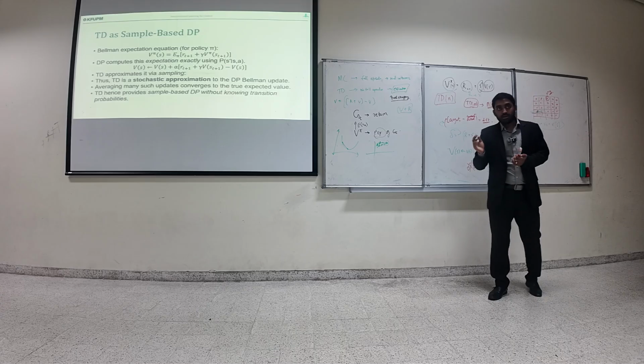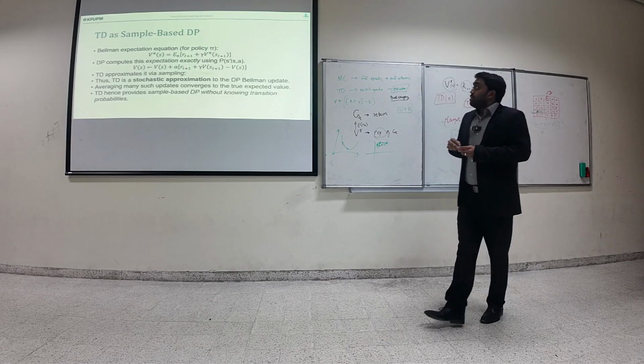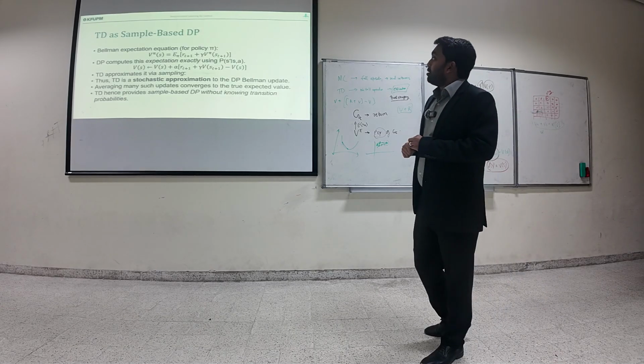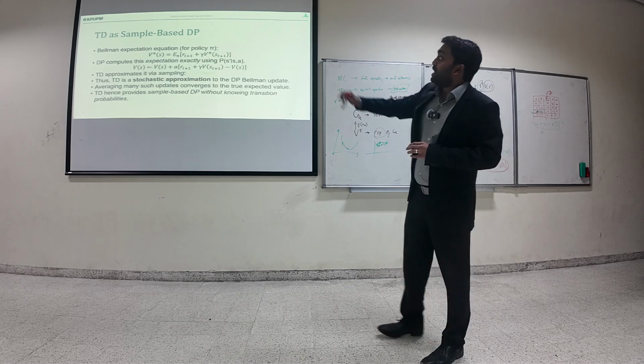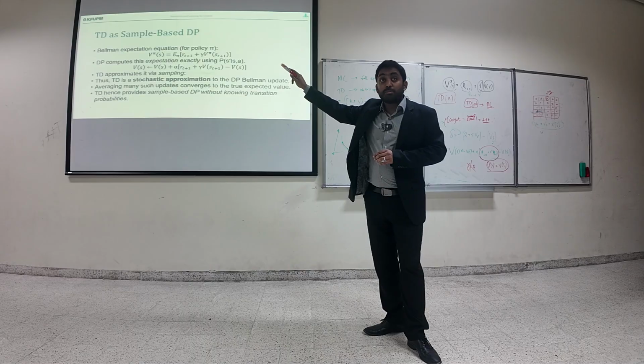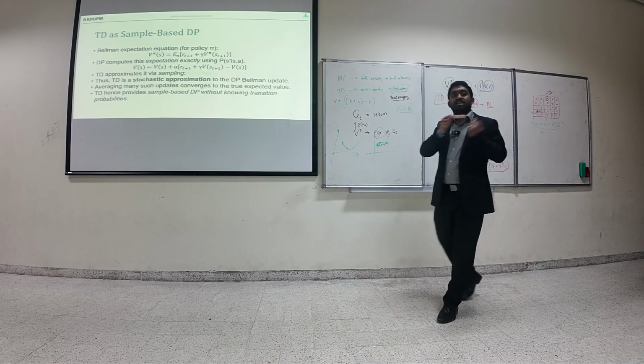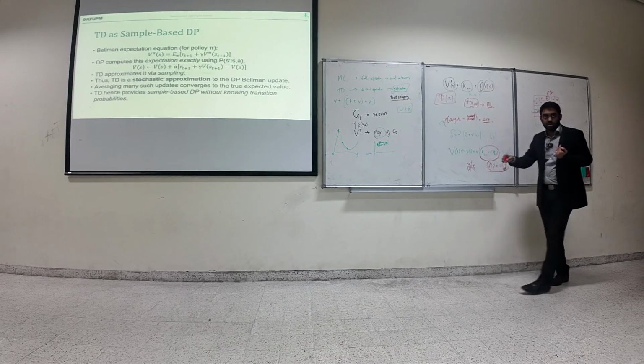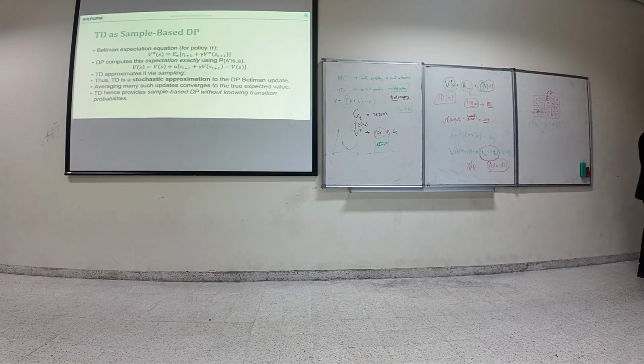Clear? Isn't TD model free, given that it mentions using probability? Which one is using probability? DP computes. DP is dynamic programming. Dynamic programming is not model free, right? Dynamic programming is the exact solution when you have the system model. TD is the model free version. Okay?